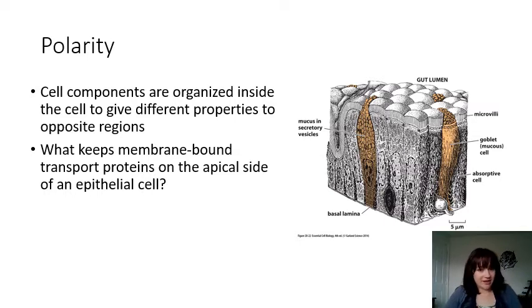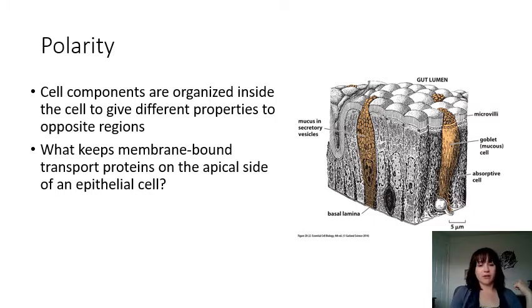Now this hopefully is a relatively easy question that I have here. What is it that keeps the membrane-bound transport proteins on the apical side of an epithelial cell? Okay, so why is it that the transporters that take up glucose are on the apical side? We know that there is a fluid mosaic system in the cell membrane. So in theory, these transporters should be able to float all around the surface of the cell from the apical to the basal side. But in this tissue, they don't, right? Why is that?